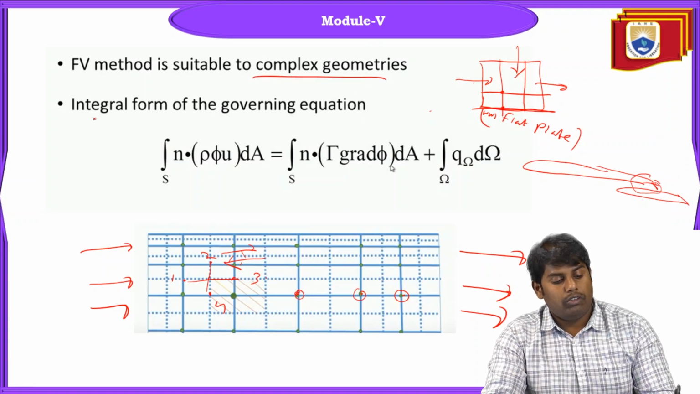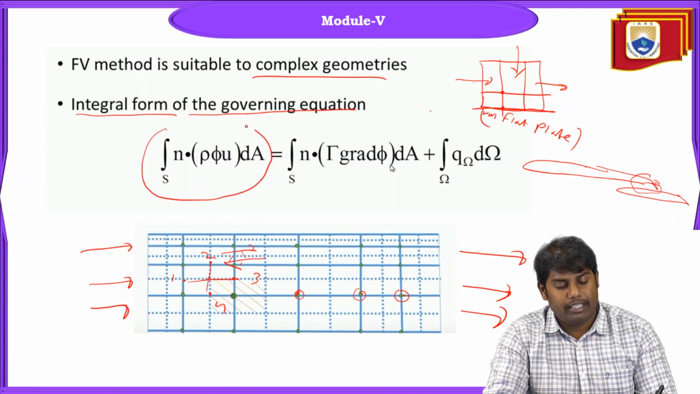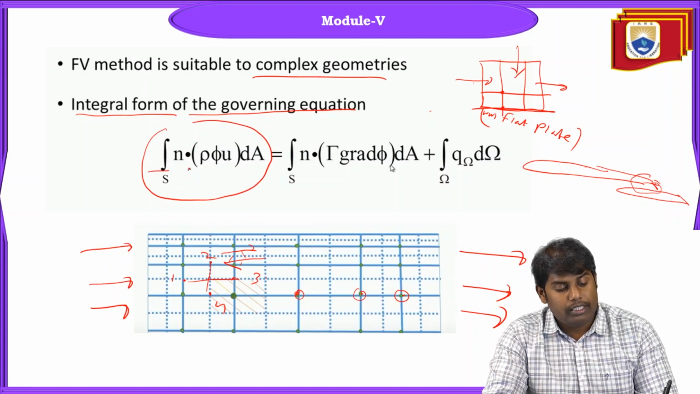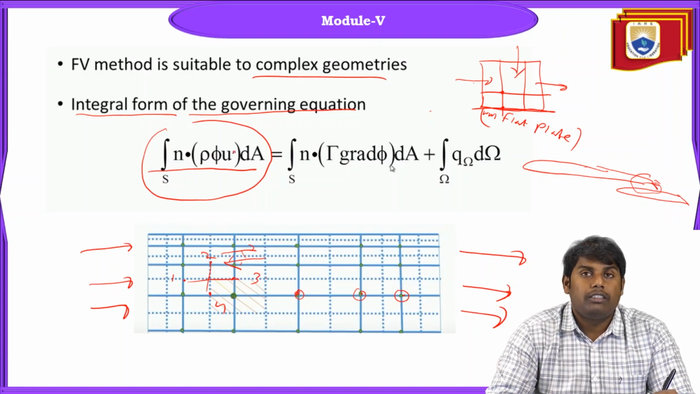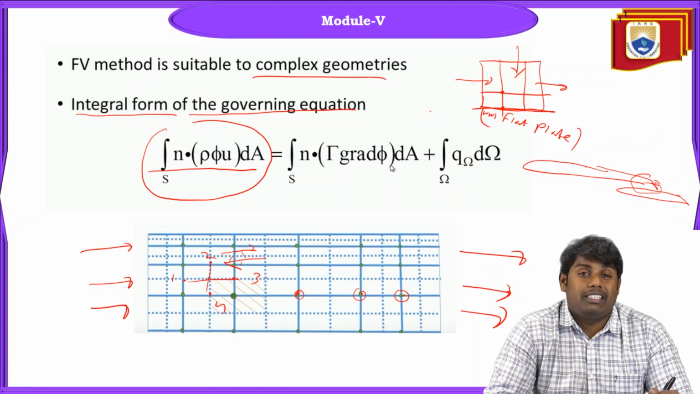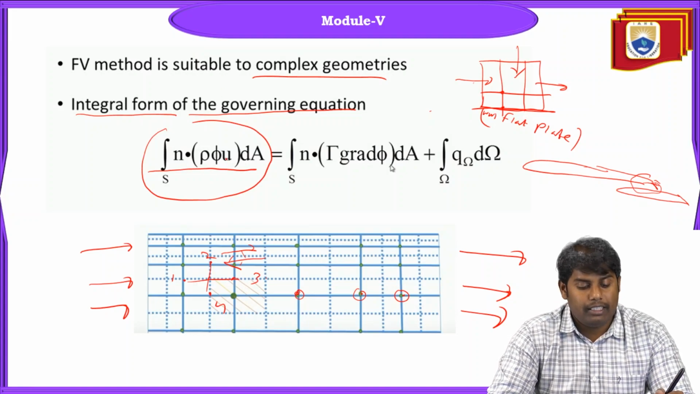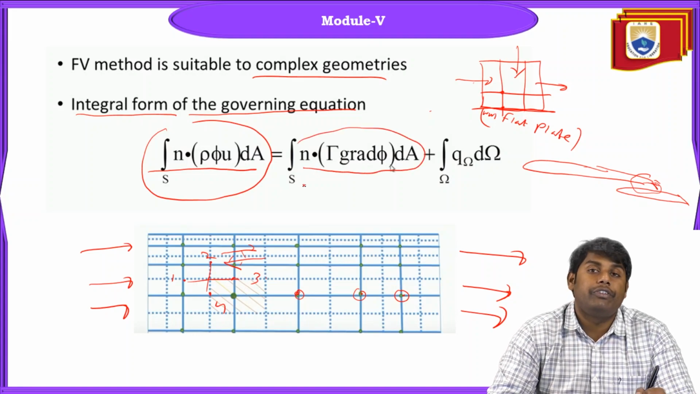Right. So here you can see the integral form of the governing equation. This is the generalized equation actually. This is the term which is called the flux term. Here you have density, area, and velocity, so basically m dot, which is the flux leaving per unit area. Okay, so that is there, and here you have the diffusion term actually. So this is the diffusion term.